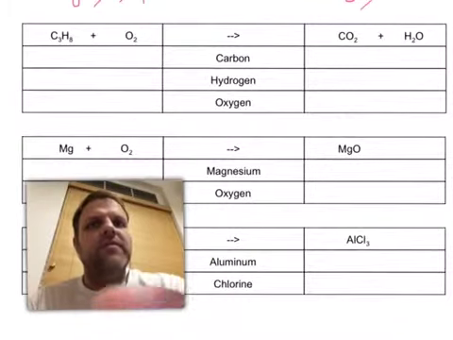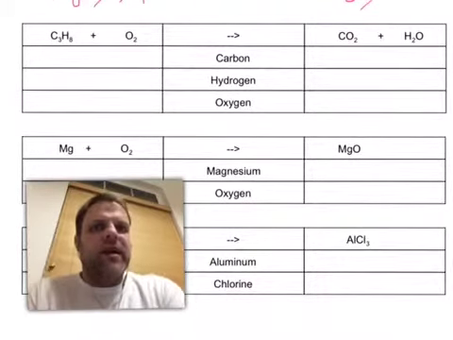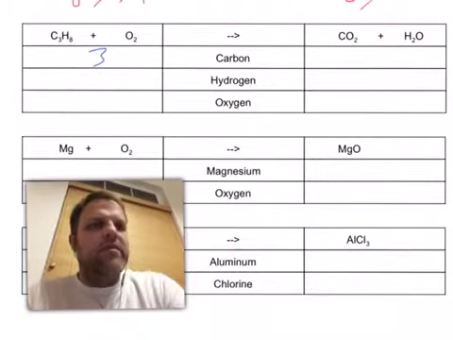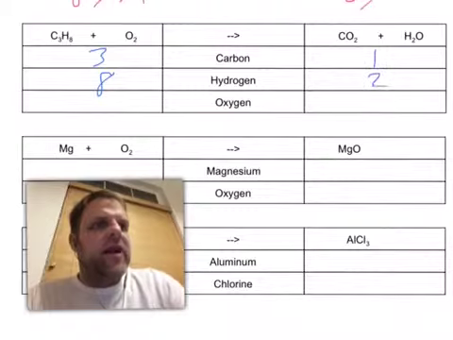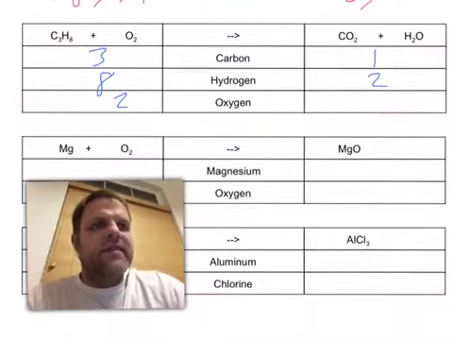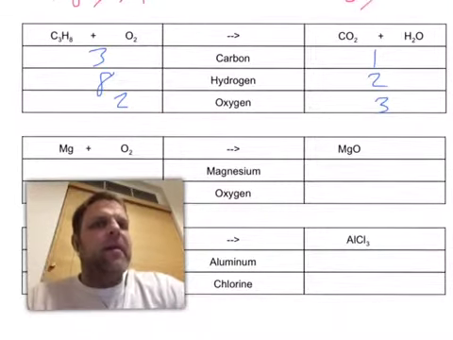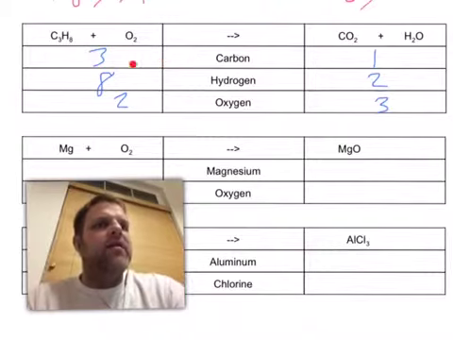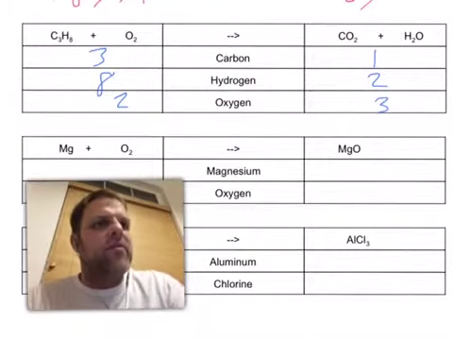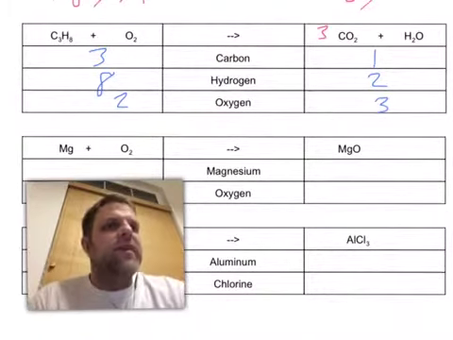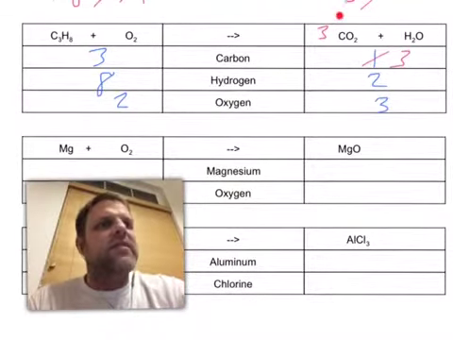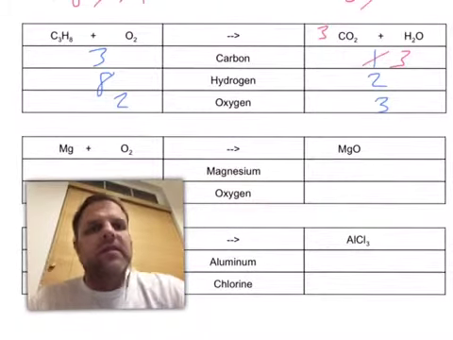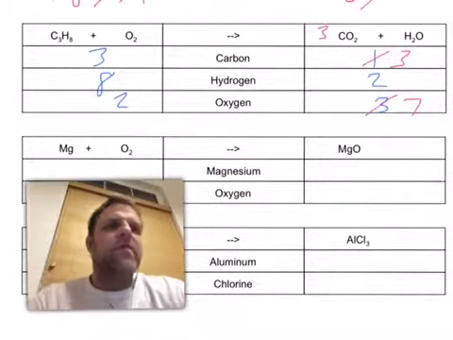So now this next one, C3H8. Let's try this again: 3 carbons, 1 carbon on this side. 8 hydrogens on this side, 2 hydrogens on this side, 2 oxygens on this side, 3 oxygens on this side. Okay, so now I'm going to try to balance this. Right now I notice that my carbons are 3 and 1, so that's out of balance. So I'm going to have to throw a 3 out in front of CO2. Now that changes the number of C's to 3, but it also changes the number of oxygens to 3 times 2 plus 1, which is 7 oxygens. Okay, so far so good.